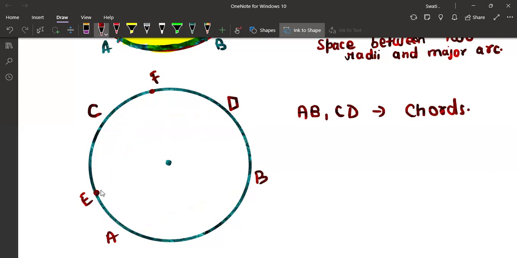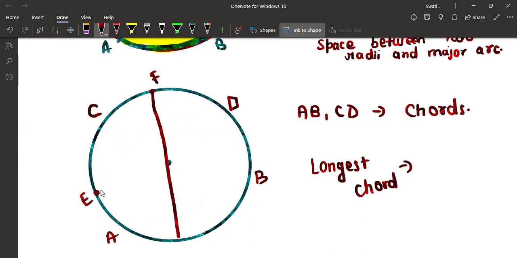But actually it is also called a chord only, but it is called the longest chord. And the longest chord in a circle has a name, which we call a diameter. So it does not mean that if a line segment is passing through the center of the circle, it is not a chord. It is also a chord. In fact, it is the longest chord, and that is called the diameter. Any other line segment which is not passing through the center of the circle will be called a chord.